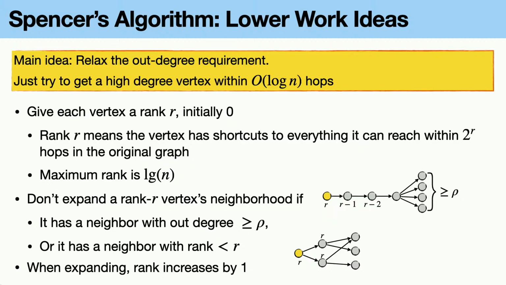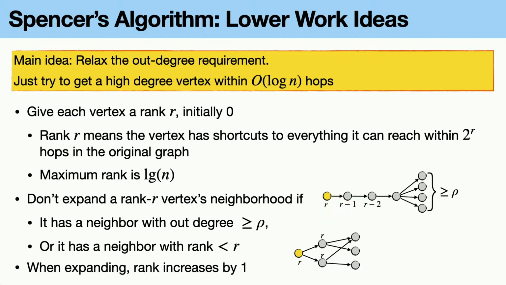We tweak the expansion, adding shortcuts to neighbors of neighbors, to say we're not going to expand a vertex if one of two conditions is hit. One is if you have a neighbor with degree greater than rho, you're already done. There's a high degree vertex right there. Or if you have a neighbor with lower rank, you're not going to do the doubling either. So you can end up with a vertex with rank R that has low degree, pointed at a vertex with strictly lower rank with low degree, and you get a decreasing chain of ranks. This can have length at most log n, and would have to end at a high degree vertex. I'm not proving that, but hopefully that's believable.